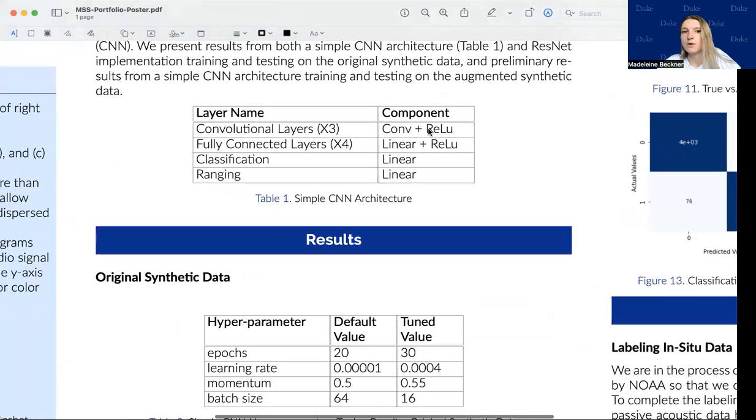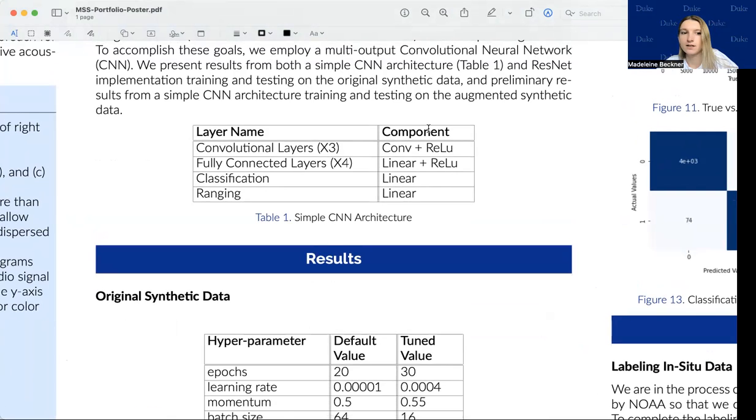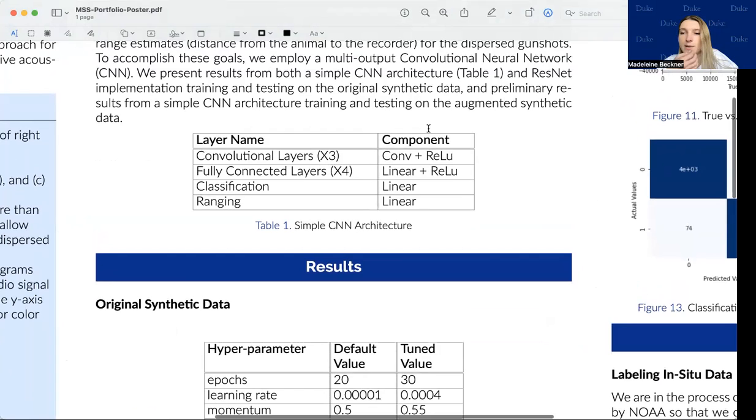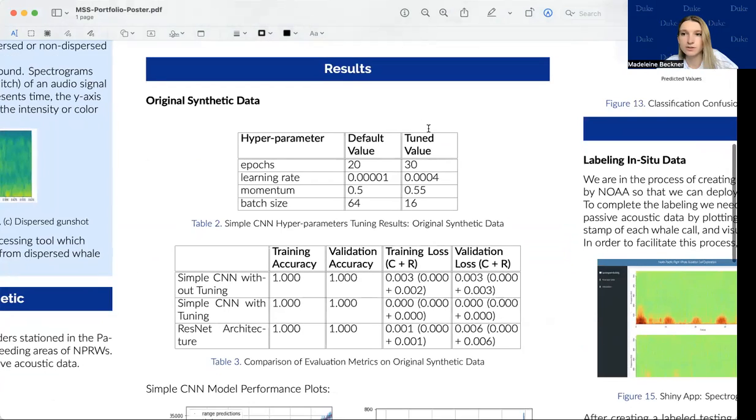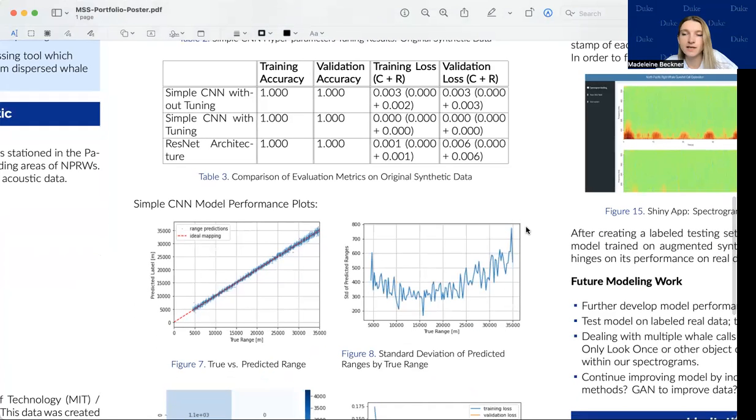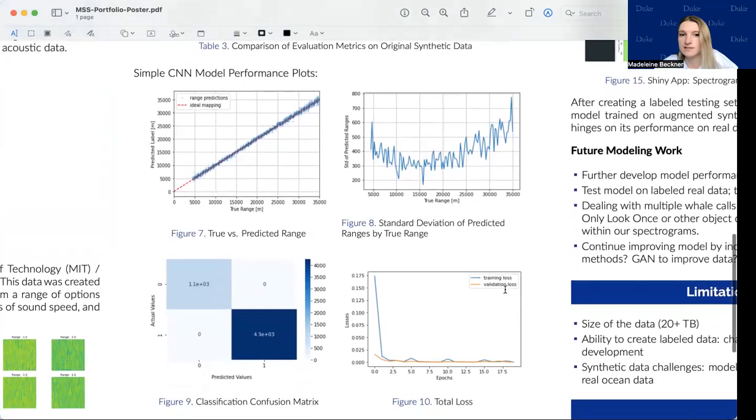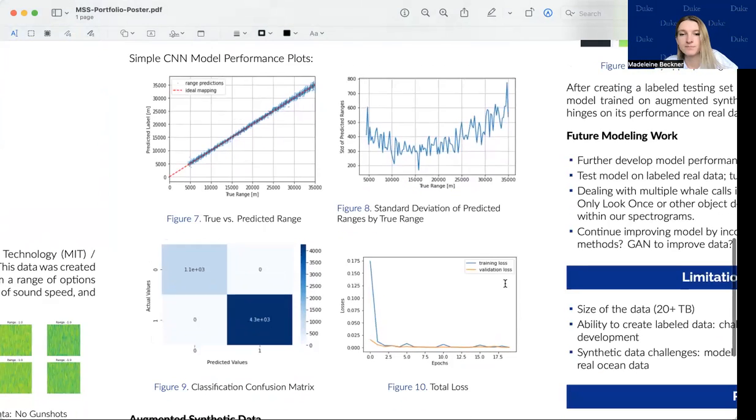So this table shows our simple CNN architecture. We used cross entropy loss for our classification loss, and we used MSE for the range. This is our first round of results on that simplistic data. So as you can see, it performs extremely well. That's because it's validated and trained on that simplistic data. I'm presenting these results because this was an important step in transitioning to a more complex model and more complex data. But this is exactly what we would expect for this data set because it is generated the same way and it's pretty simplistic. So it performs extremely well.